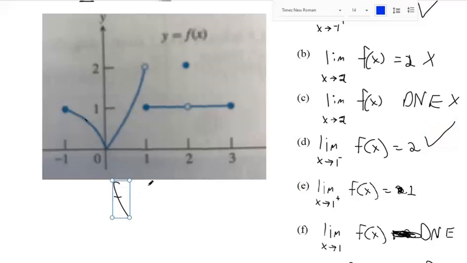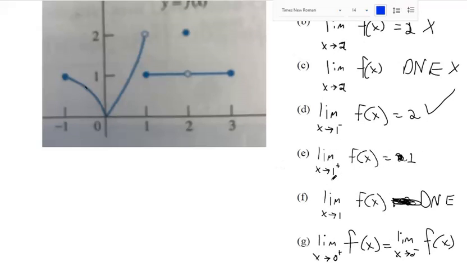But f of 2 would be 1. Okay, this is the non-calculus part. Oh, wait, sorry. Whoa. F of 1 would be 1 is what I meant to say. If you plug in exactly 1 into this function, the solid dot says your y value is 1. But if you take the limit as you get infinitely close to 1 coming from the left, the y values are getting infinitely close to 2 up here. Okay.